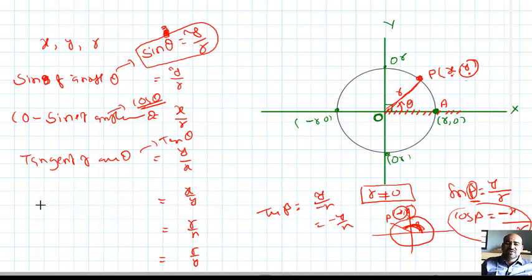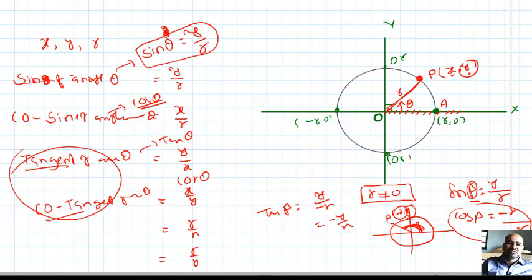Okay, so x by y is defined as the cotangent of angle theta, or in simple notation, cot theta equals x by y. Tangent and cotangent are co-ratios. Sine and cosine are also co-ratios. Like that, r by x is defined as the secant of angle theta, or simply sec theta.